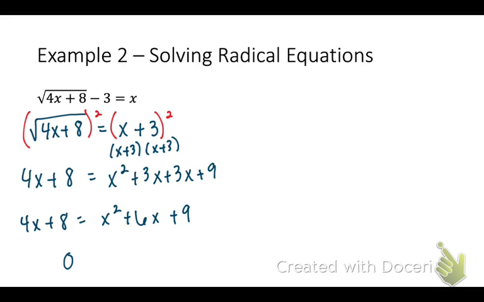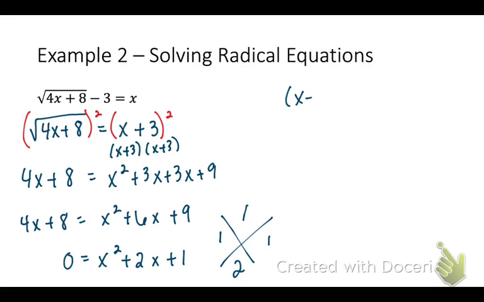And now I have a quadratic to solve since there's an x squared. So I'm going to subtract over my 4x and subtract over the 8 to get everything on the same side. And now I'm ready to factor. I'm going to set up my x and say what multiplies to 1 and adds to 2. That would just be 1 and 1. Again, this is easy factoring because it just has an x squared out front, so my factors are going to be x plus 1 and x plus 1.